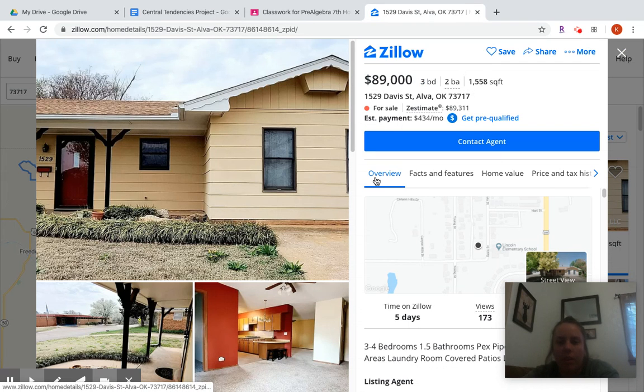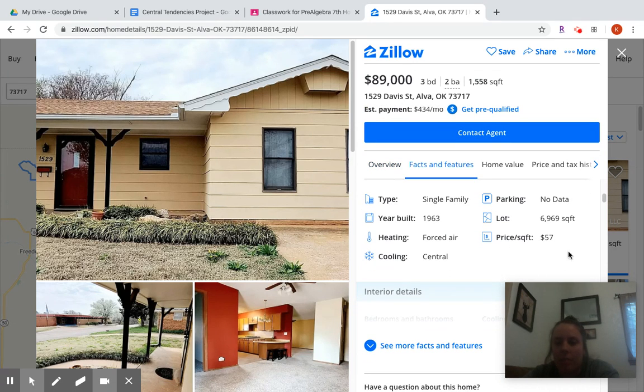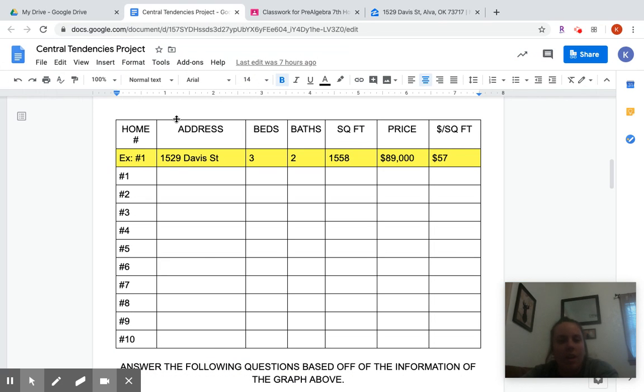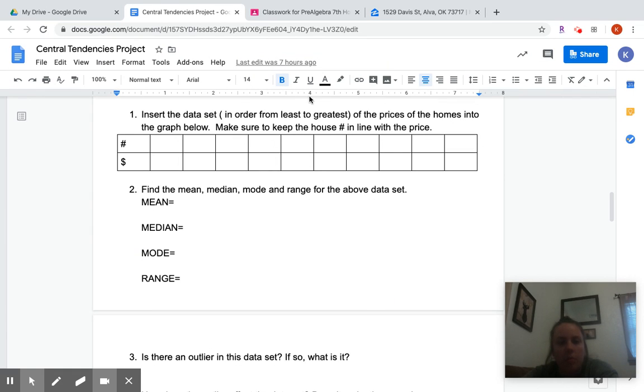So you can solve it out, or you can go down here and look, and it tells me that the price per square foot is $57. Okay, so fill out your 10 houses. And then you're going to come through and answer these questions.